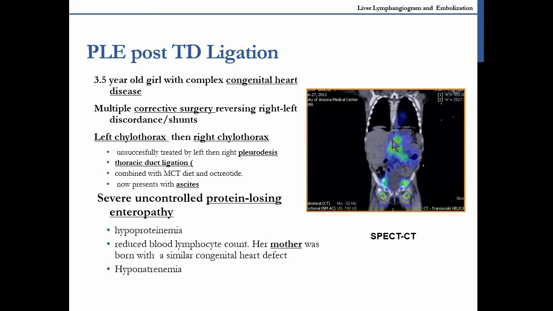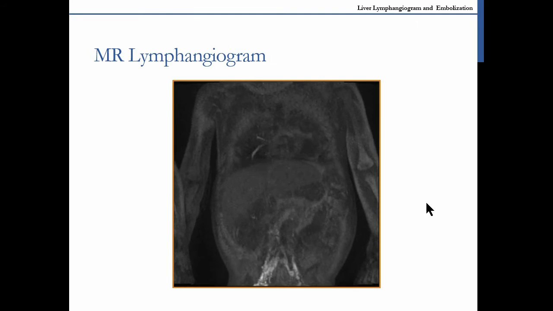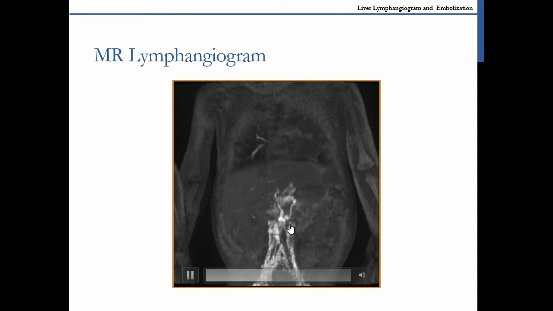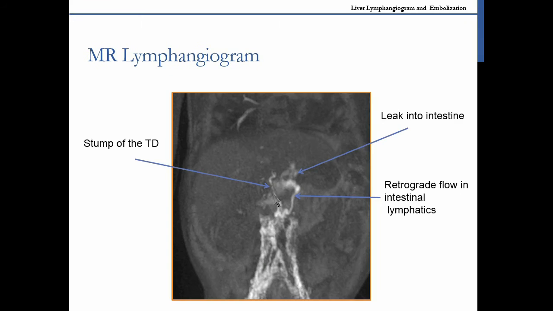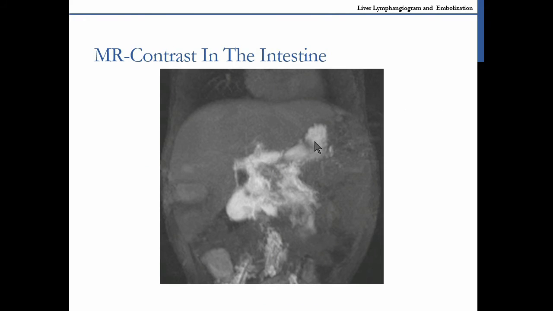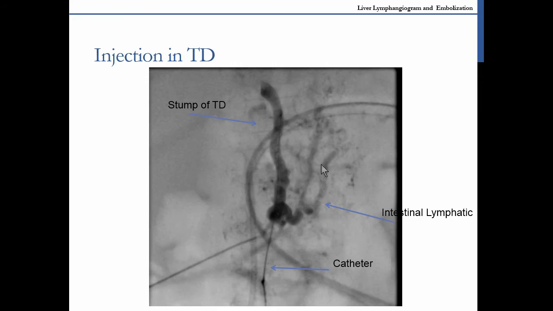We discovered recently the second cause of protein-losing enteropathy. We have these 2 patients post thoracic duct ligation. When we inject MRI contrast, we can clearly see this occlusion of the thoracic duct, but we also can see here, this is the thoracic duct stump, but also reflux of the contrast, retrograde flow in the intestinal lymphatics. And you wait a bit longer, you can see the filling of the intestine with contrast. What can we do about that?